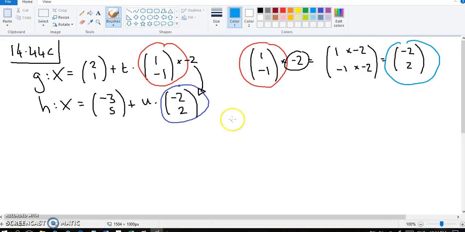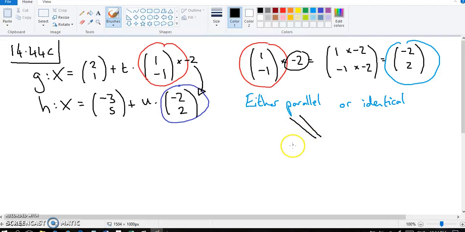So here I know that these lines are either parallel or identical. And to distinguish between these two cases, we have parallel lines like this, and these lines have no points in common. And identical lines, of course, are exactly the same line, so they have all points in common.